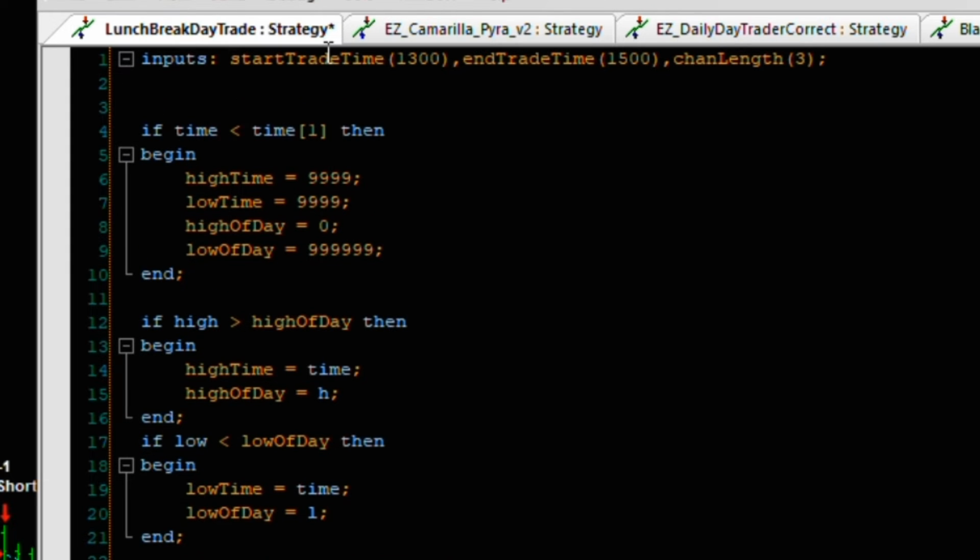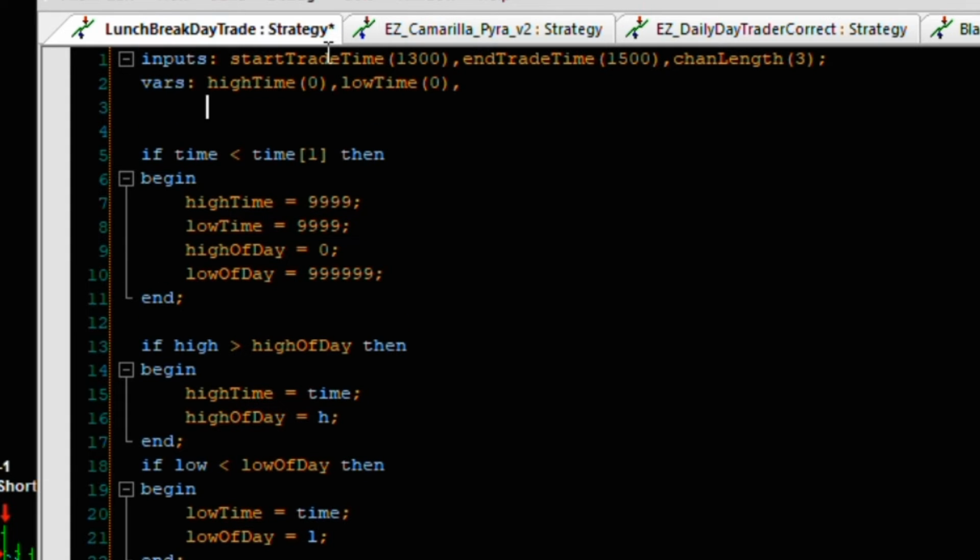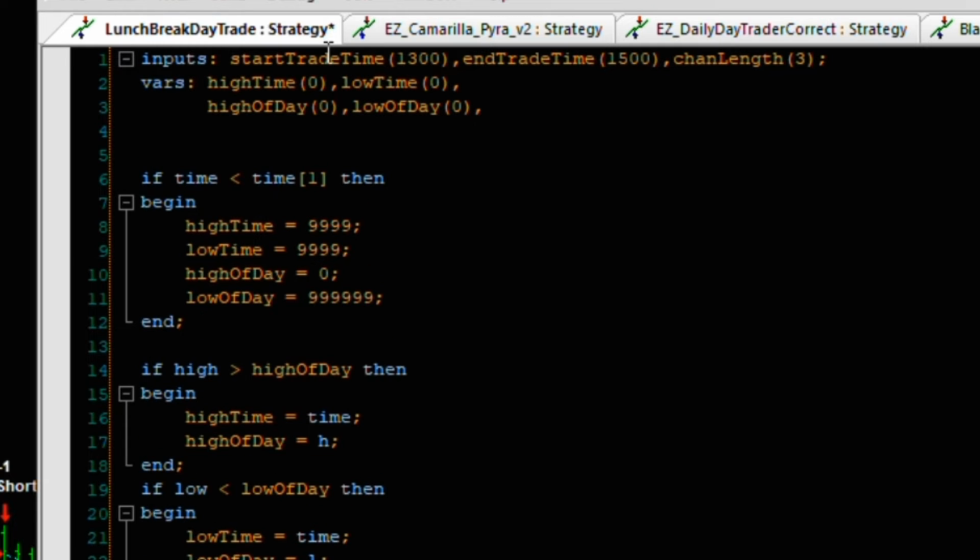Okay. And now I'm going to go to my VARs. High time 0. Low time, high of day, I'm pushing the 10 minutes right now. Low of day. I spent a minute showing the system, so we actually have a minute to work with here. H point is going to be 0, and L point is going to be 0.